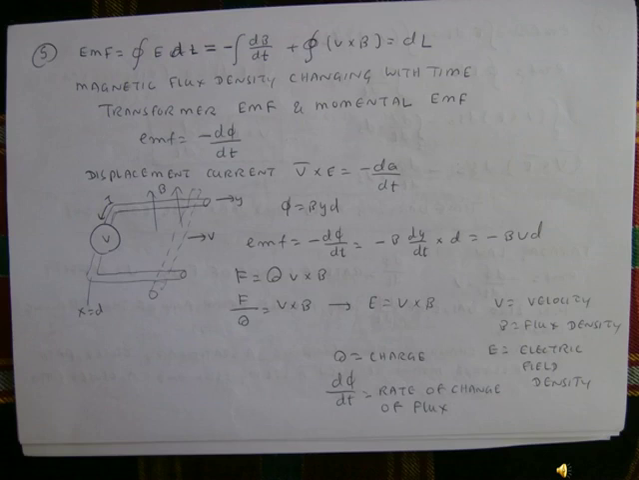So in this case, Q is the charge, and d phi/dt is the rate of change of the flux. So those are the equations for the magnetic flux density changing with time.